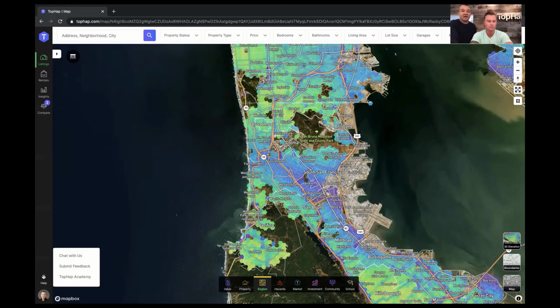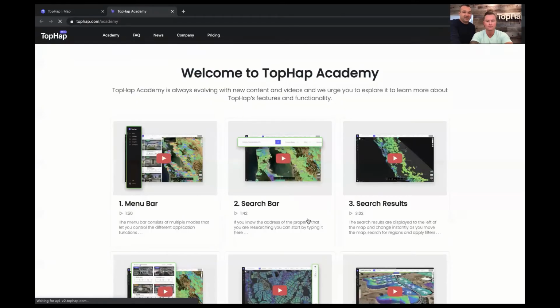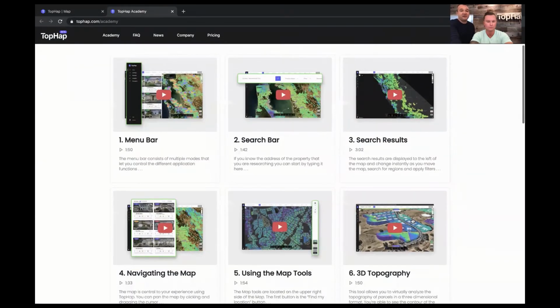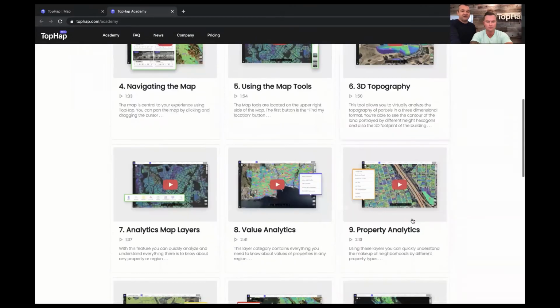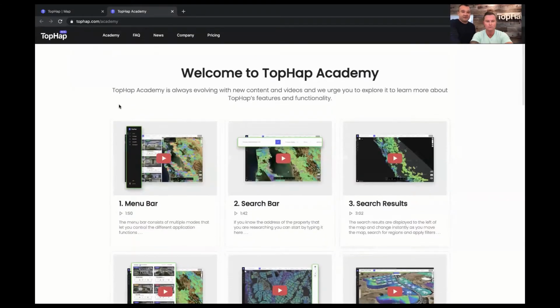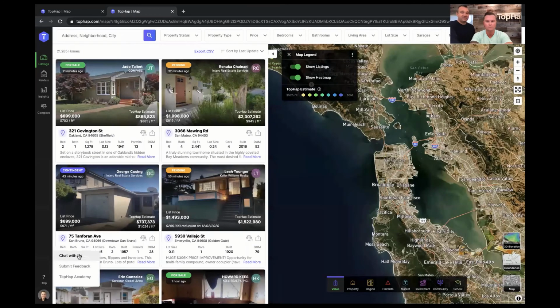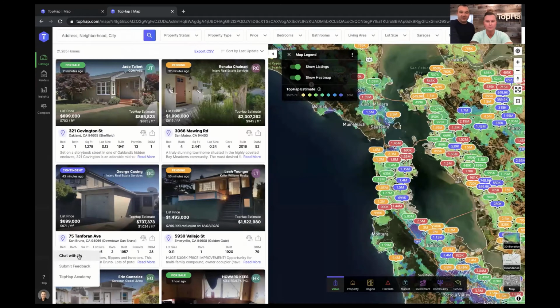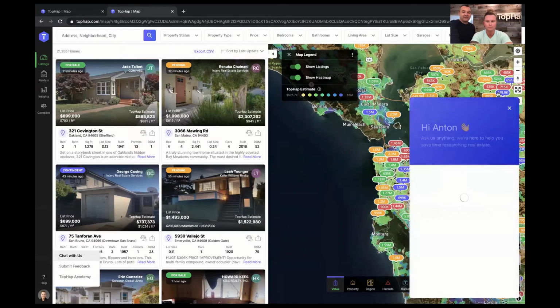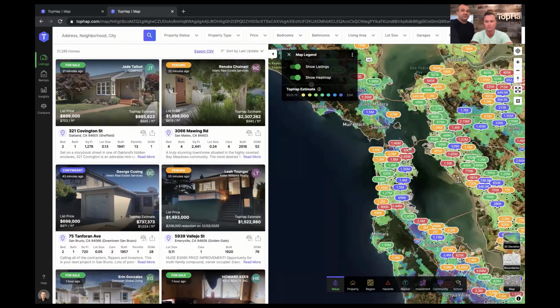And if you want to learn in detail how to use any of these features that we talked about, go to this help question mark here, and you can go to TopHap Academy. TopHap Academy actually walks in detail through how to use any of these features that we discussed today. And that's also where you will find me, living in the chat section. So if you ever have any questions that you want to ask live, whether it's to me or Anton or any of our team members, hit this chat button and you can talk to us live, and we're very good about responding immediately.